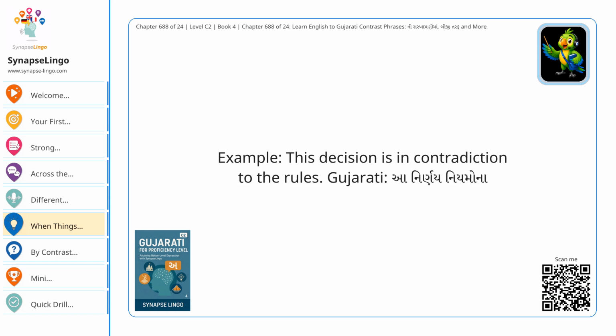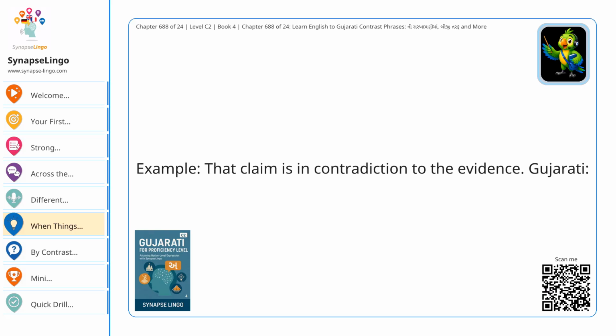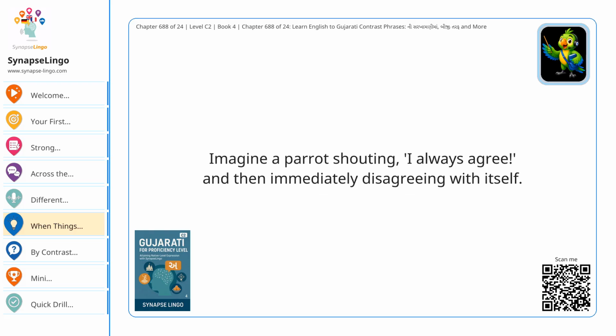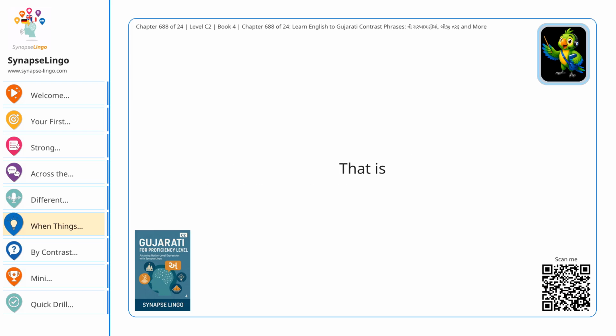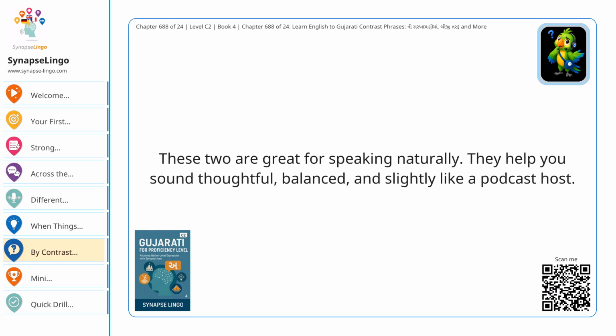Example. This decision is in contradiction to the rules. Gujarati. A nirnaya niyamona વિરોધમાં Che. Example. That claim is in contradiction to the evidence. Gujarati. એ દાવો પુરાવાના વિરોધમાં છે. Imagine a parrot shouting, I always agree, and then immediately disagreeing with itself. That is, તેના જ શબ્દોના વિરોધમાં, a very dramatic parrot.